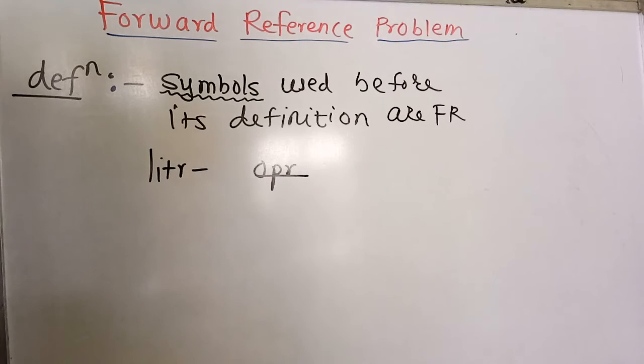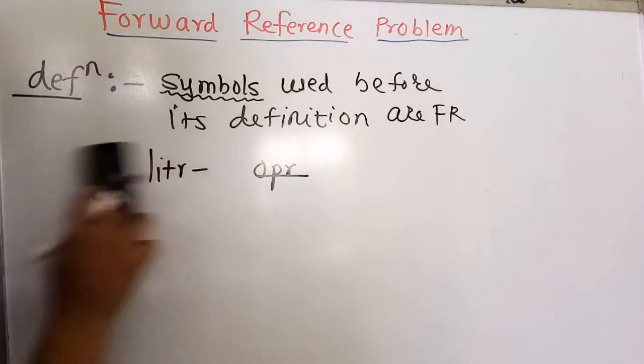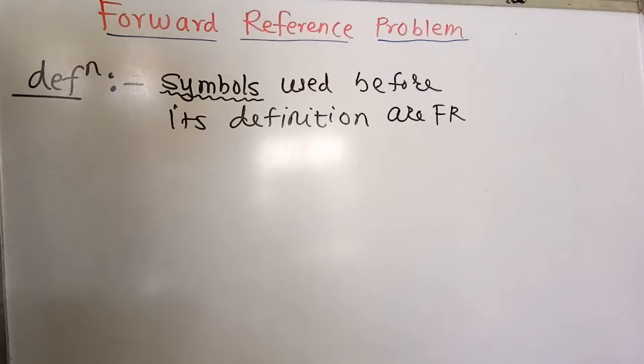Some symbols are not yet entered into the symbol table, but they are used in a program and found in the operand field, because they are entered only when they are defined, that is, found in the label field. Okay, so this is known as the forward reference problem.